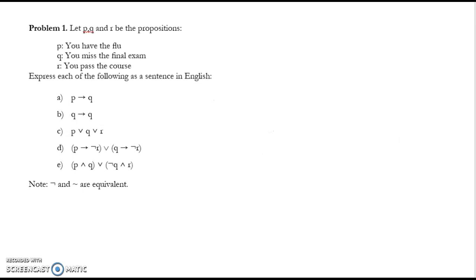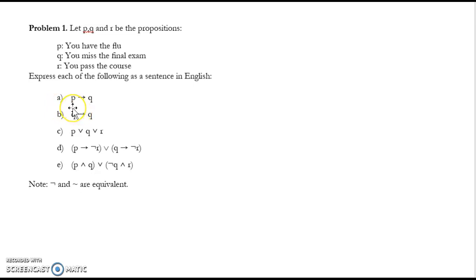Okay, so let's go over, starting with problem 1. For problem 1, we are given three propositions. P is you have the flu, Q is you missed the final exam, R is you passed the course. Your job is to express each of the following as a sentence in English. So let's start with A.